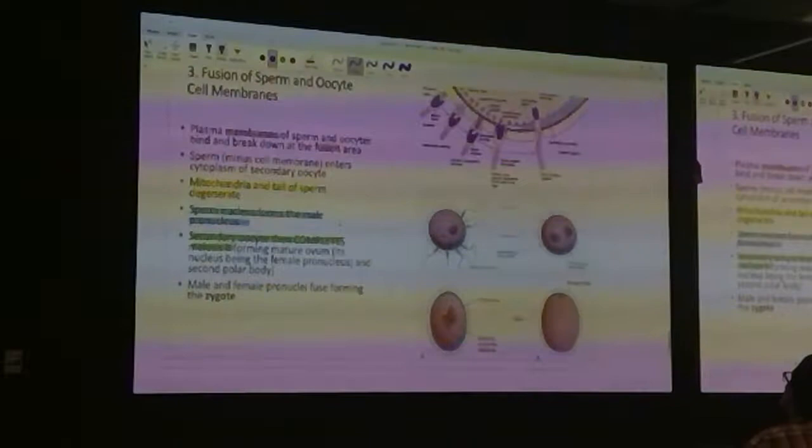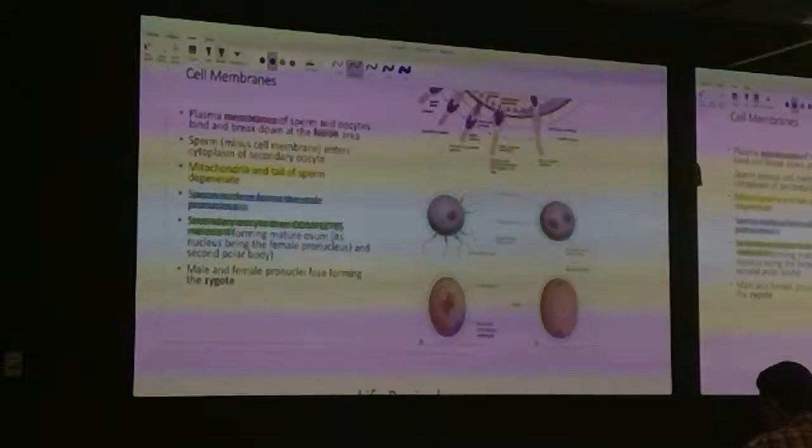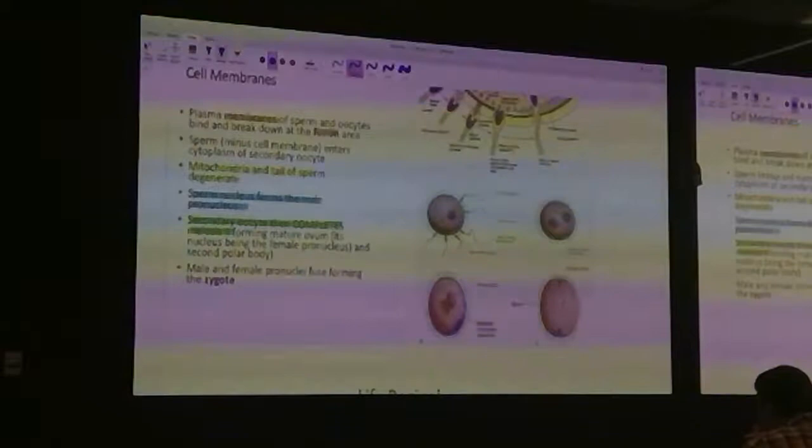Oh, and for the sperm, the mitochondria regenerate, and now the sperm forms a male pronucleus and then it completes meiosis II.